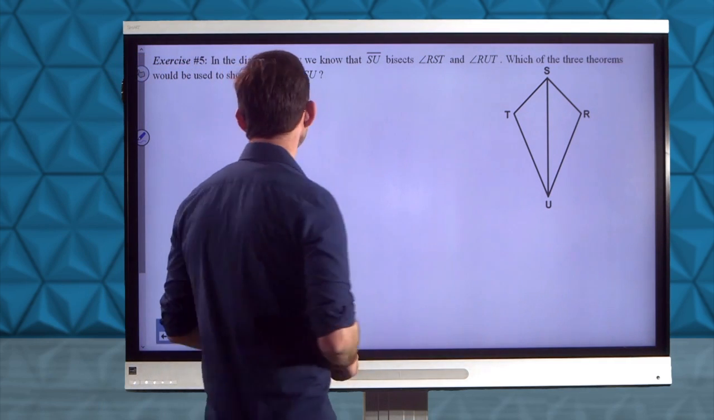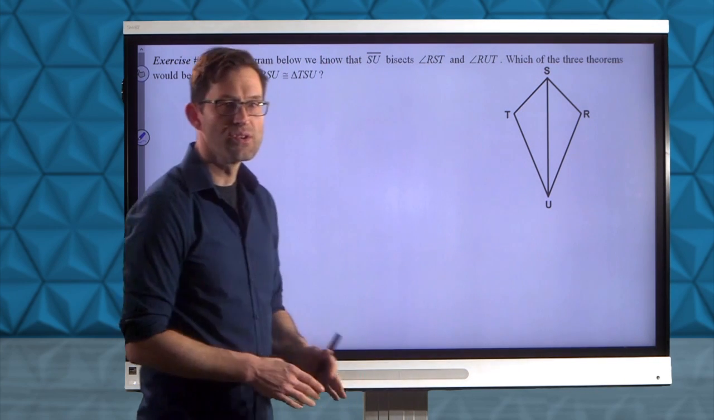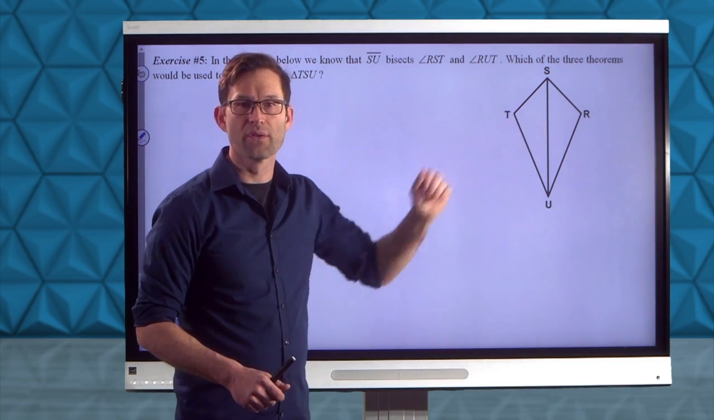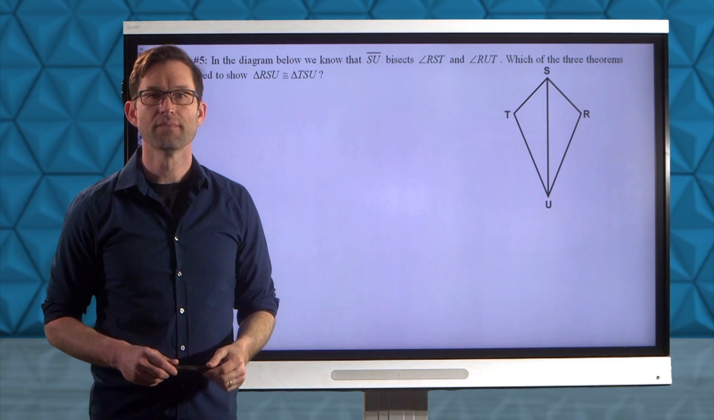Exercise number 5. In the diagram below, we know that SU bisects angle RST and angle RUT. Which of the three theorems would be used to show that triangle RSU is congruent to triangle TSU? All right, so I want to figure out which theorem I can use to prove that those two triangles are congruent. Mark up the diagram and see which one you think it is.